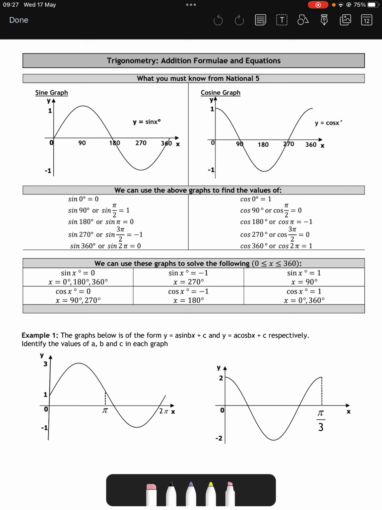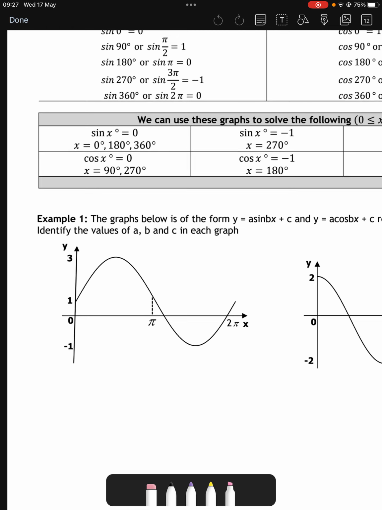tan graph looks like. Obviously, we need to know the key facts, so where it cuts the x-axis, where it's got its maximum, where it's got its minimum. We know it goes between 1 and -1, and obviously your period repeats after 360 degrees. So we're going to start off looking at trig graphs, a bit of a recap from Nat 5.